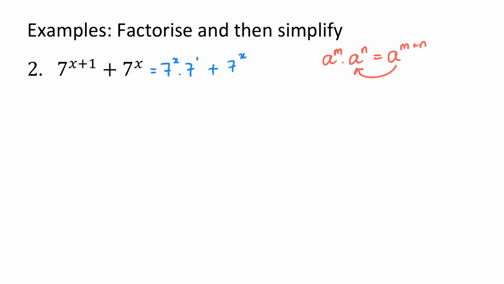Now, if I look at my expression, I can clearly see what my common factor is. So my common factor is going to be 7 to the power of x. My first term in my brackets is going to be 7. And my second term is what times 7 to the power of x is 7 to the power of x? It's going to be 1. So 7 plus 1 gives me 8 times 7 to the power of x.